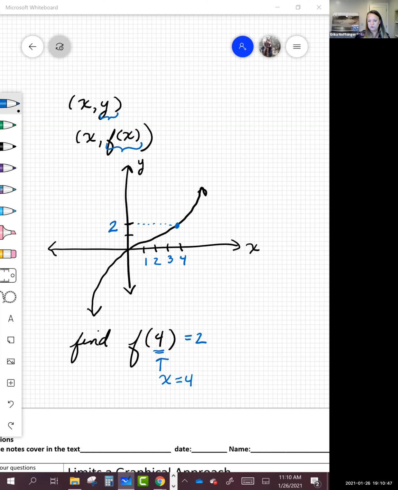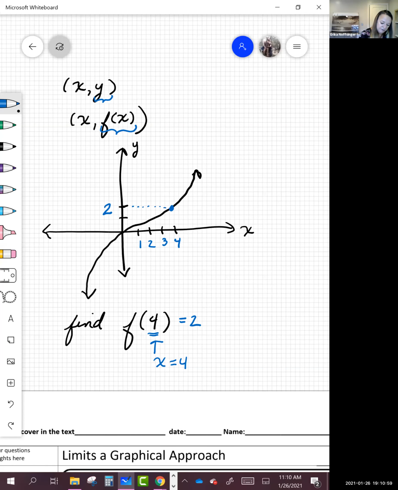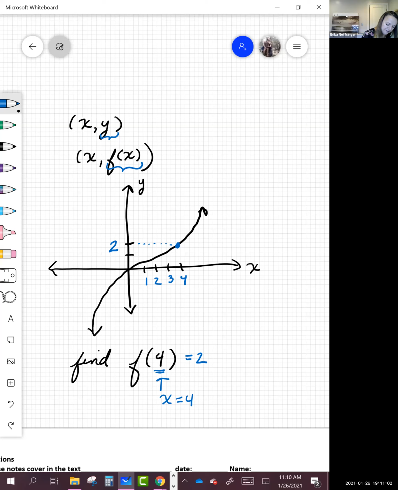Just want to make sure there's no problems. So any questions about that notation? So another way that I could have written this, if I was looking at this graph as a point, there's a couple ways. So I could say when x was 4, my y value is 2. Or if I wrote it like this, when x is 4, I can write f of 4 here. So we know f of 4 is 2.